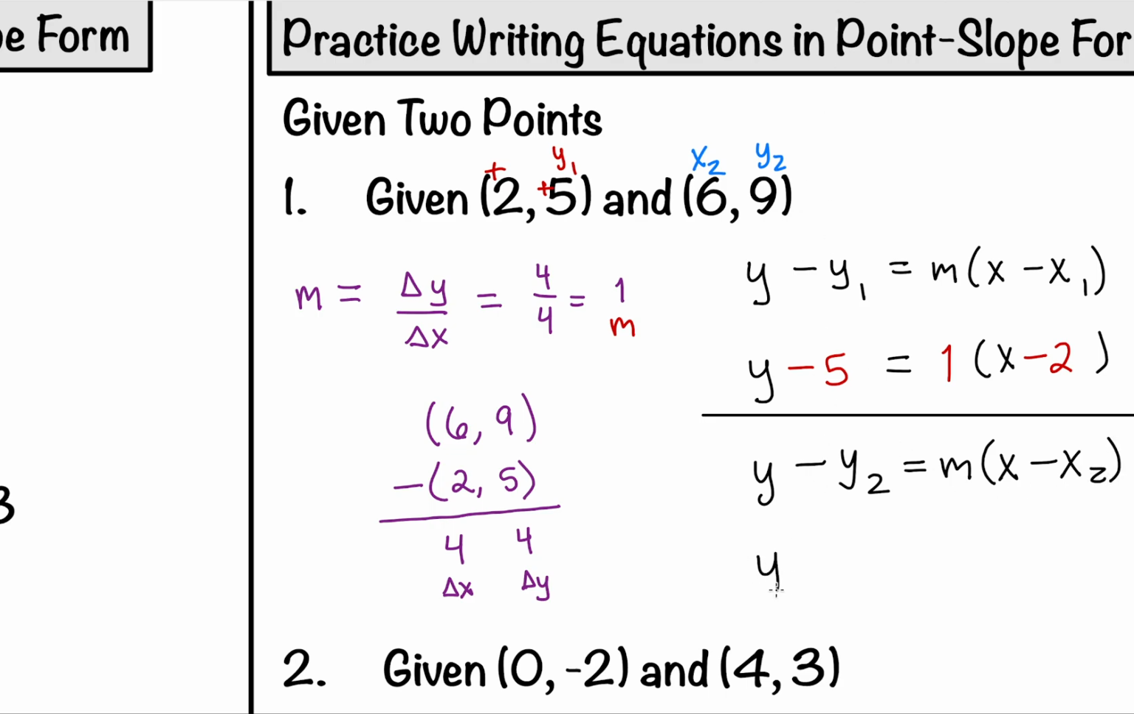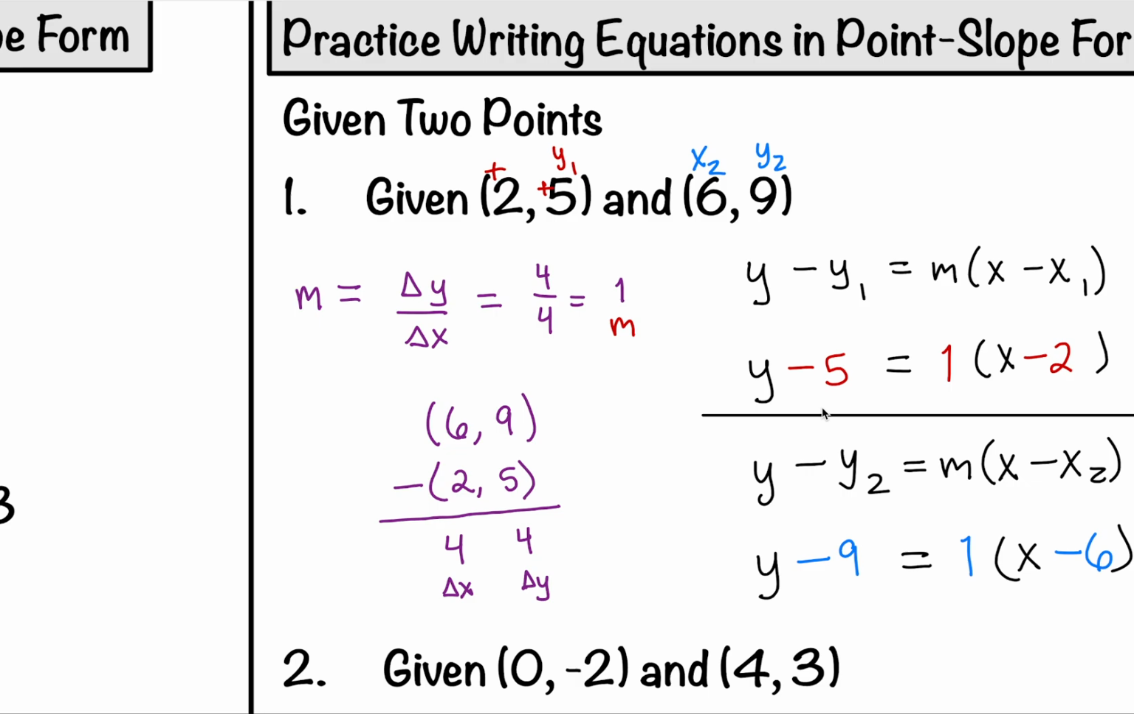So again, just go in and substitute. We're going to have y minus 9 equals m of 1 times x minus 6. Although I have different values in the equation, the slope is still the same, but the point that I used was different. Are these actually the same equations? Do they go through both points?